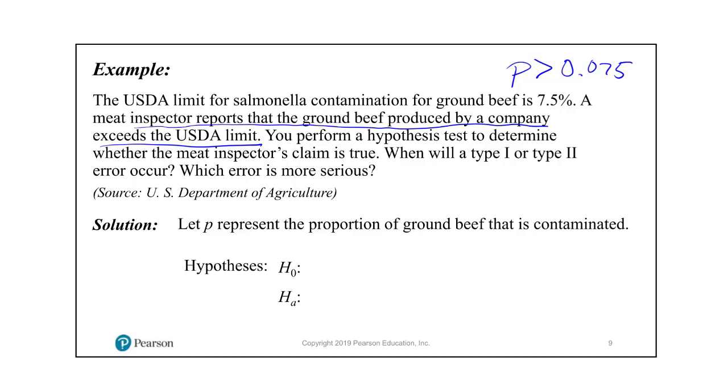Now, does this have an equality in it? No. So it goes in the alternative. P greater than 0.075. What is the other part of it? Well, if it's not greater than that, it's P less than or equal to 0.075. And the claim was that it was greater than. Okay, so there we have our situation. There we have our hypothesis test.